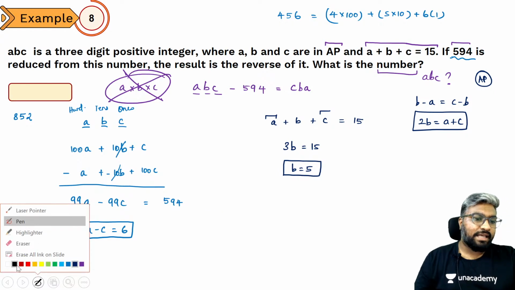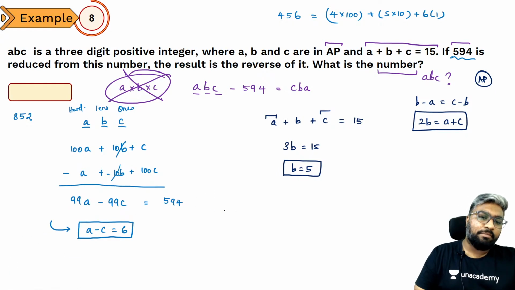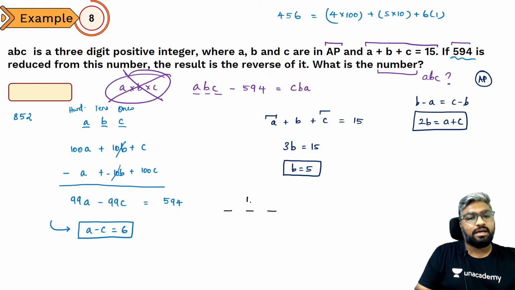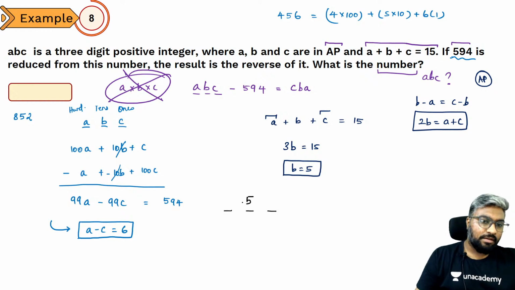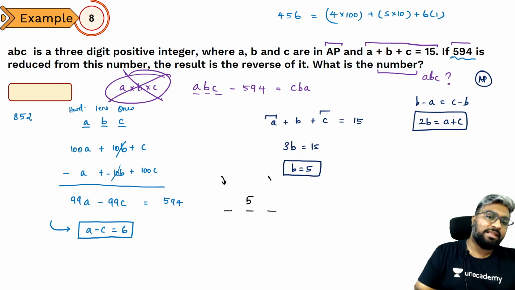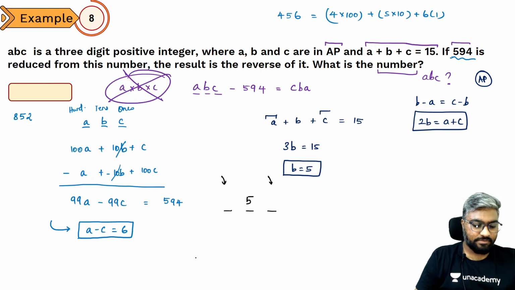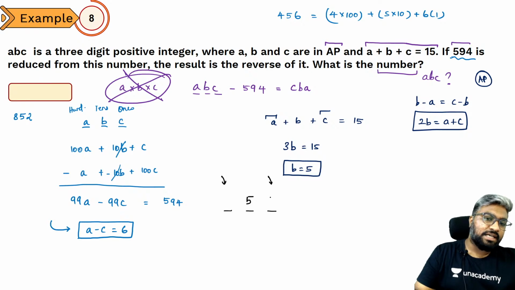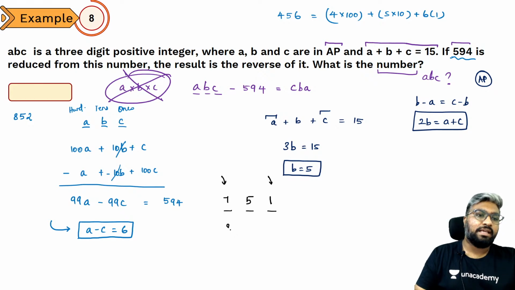So what are we getting here? Out of the three numbers, the middle term is 5, and the difference between this and this term is 6. So if this term is 1, this will be 7: 751. Or if this term is 2, this will be 8: 852. Or 953, and so on.